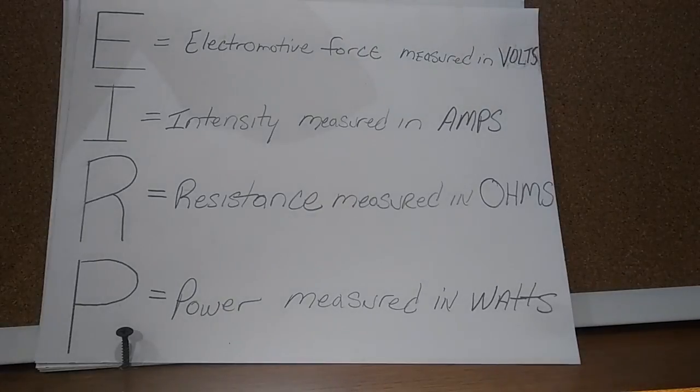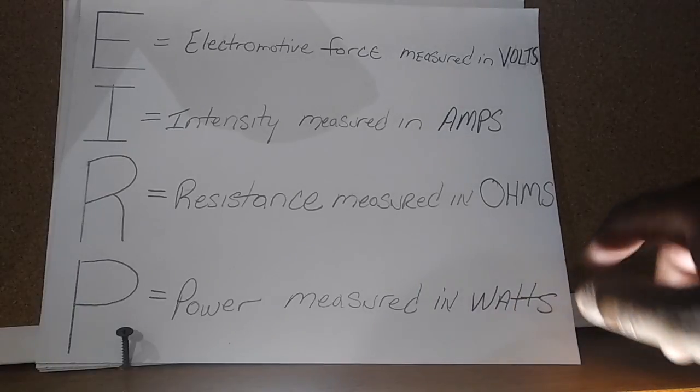So before we get started with the series circuit, I want to talk about some letters that you may see in an electrical schematic when dealing with a series circuit. You may see the letter E, which stands for electromotive force, known in the electrical field as voltage. You may see the letter I, which stands for intensity, better known in the electrical field as current, which is measured in amps. You may see the letter R, which stands for resistance, which is measured in ohms, and you may see the letter P, which stands for power and is measured in watts.